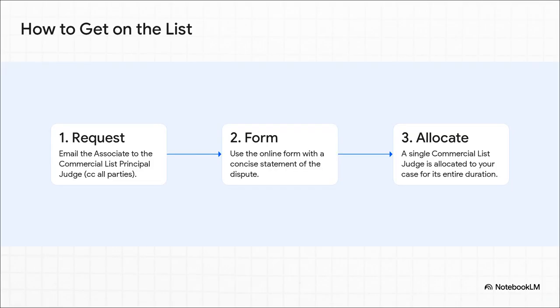The process itself is built to be easy. It's basically 3 steps. Send a request, fill out a form, and then you get your allocation. Now, that last step, that's the game changer. A single judge gets assigned to your case from the very beginning to the very end. That is a massive strategic advantage. It means consistency and a judge who knows your matter inside and out.